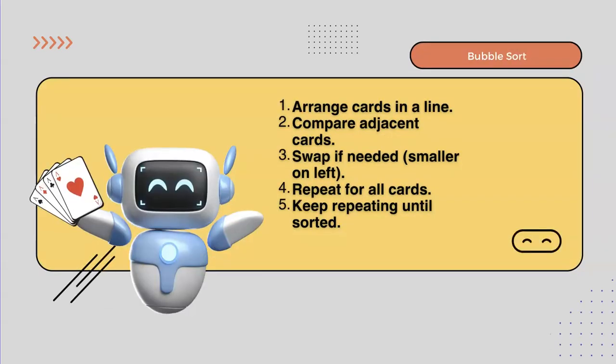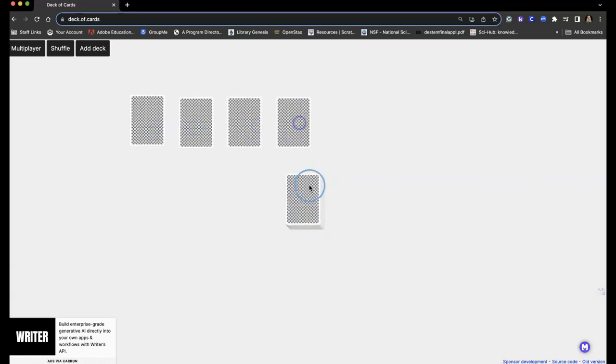Let's look at bubble sort. You'll arrange cards in a line, compare adjacent cards, swap if needed, put the smaller one on the left, and repeat for all of the cards. Keep repeating until sorted. Let's look at how to do that. Okay, here's my deck of cards. I'm going to shuffle it first here. Okay, I'm not going to do the whole deck of cards. That would take a lot of video for you to watch. So I will start with 10 cards.